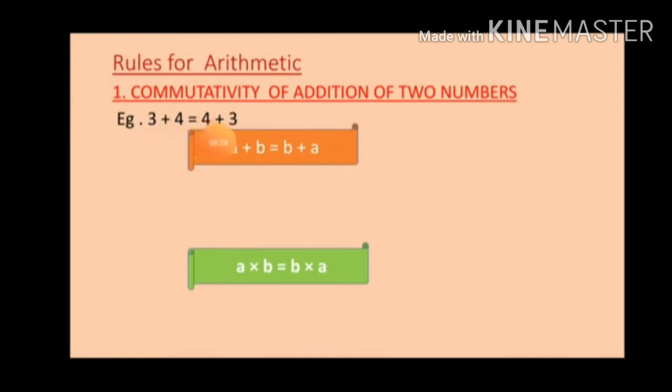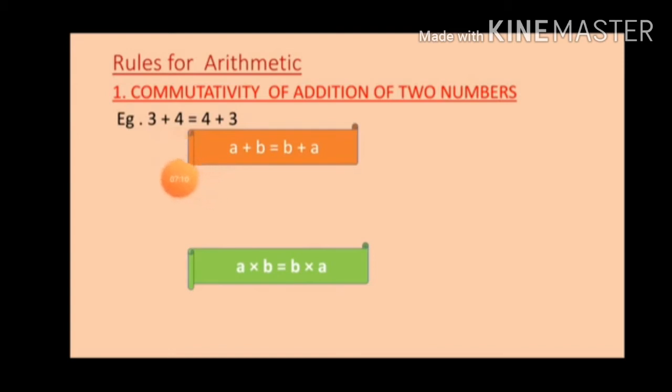Now let us take the same numbers but change their order on the right hand side. You can see I have changed the order. The number which was the second number on my left hand side, I have taken as the first number on my right hand side, and the number 3, which was the first number on my left hand side, I have taken as the second number on my right hand side. When I take the sum of these two numbers on my right hand side, here also I am getting the same sum, that is 7, the same as the left hand side sum.